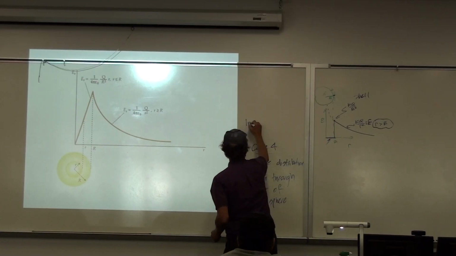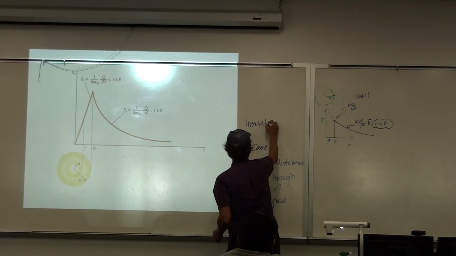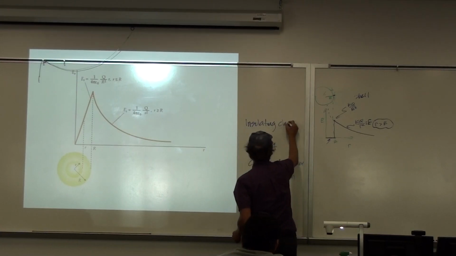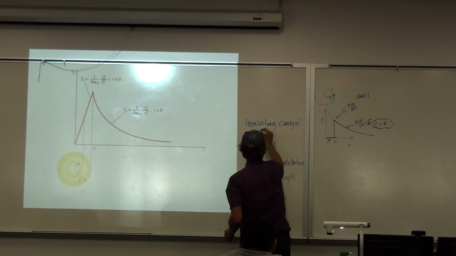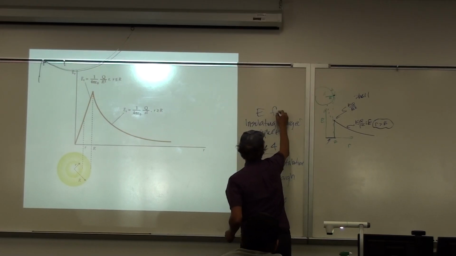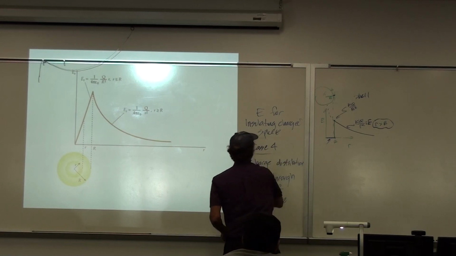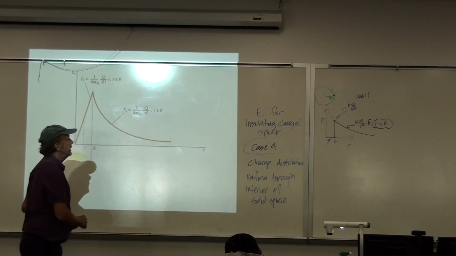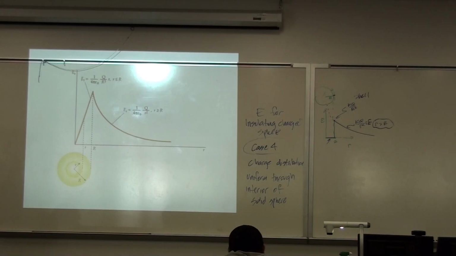So this is the insulating charge sphere. And we want the E for this. That's our case 4. Electric field now for an insulating charge sphere.